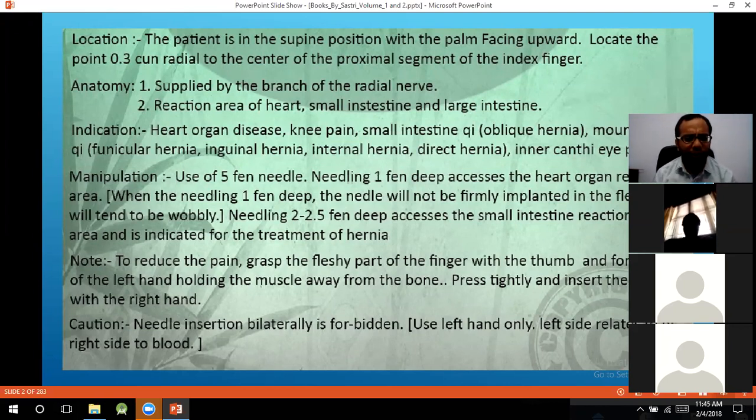Lung area. So 11.01, 02, and 03 give very good results in hernia and chest pain. The combination of these 3 points is marvelous to recover. 11.04 also helps you to recover a large number of diseases in the area. The needling depth should be 2.5 cm thin. So you should not needle completely, and it should be not more than 2.5 thin.